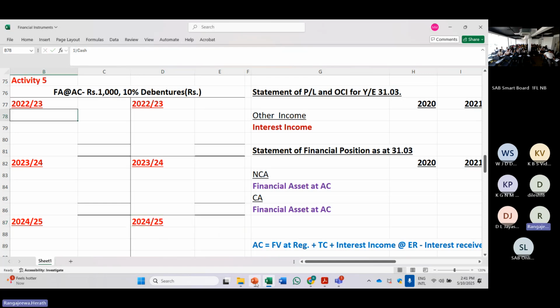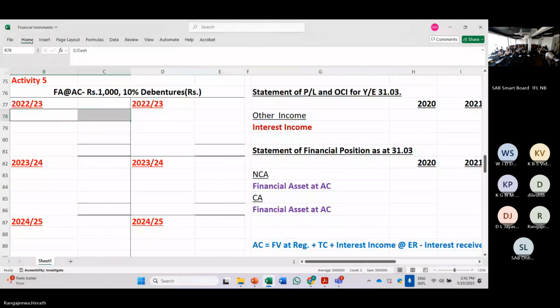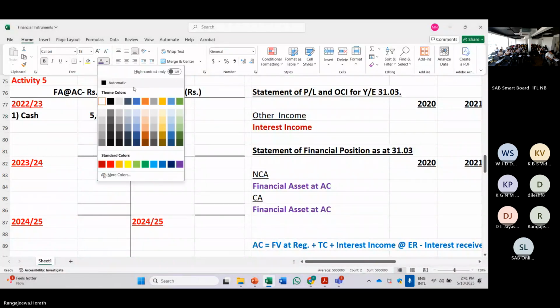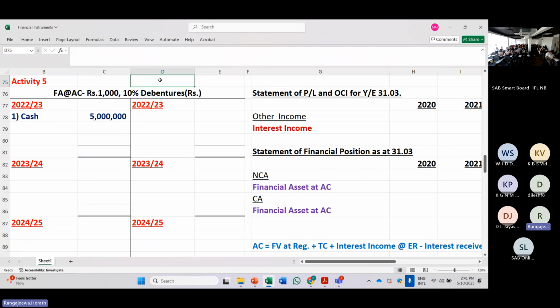Now, initially, our investment is rupees 5 million. So 5 million, we can credit cash. Debit this financial asset. If there is a transaction cost, what we have to do? Are we adding that into this or charging to P&L?